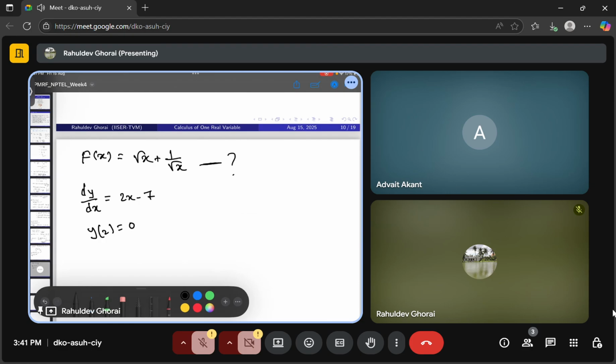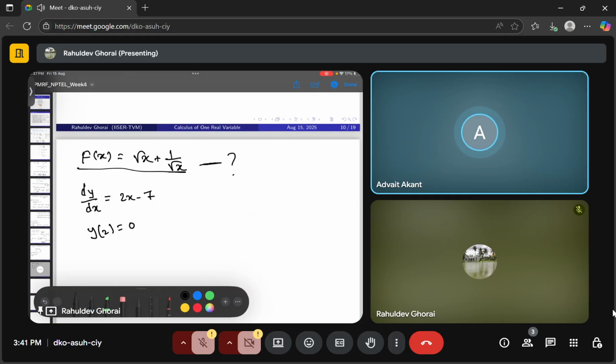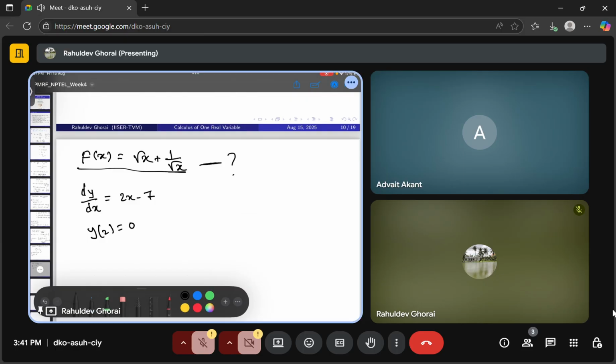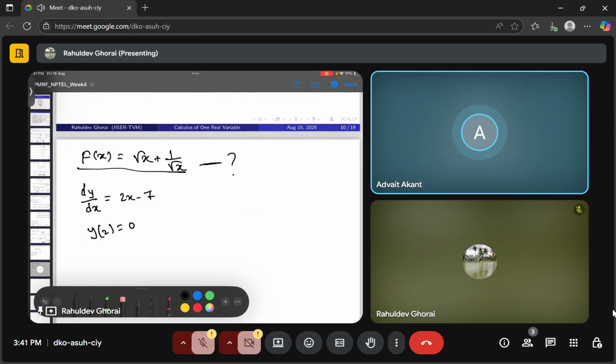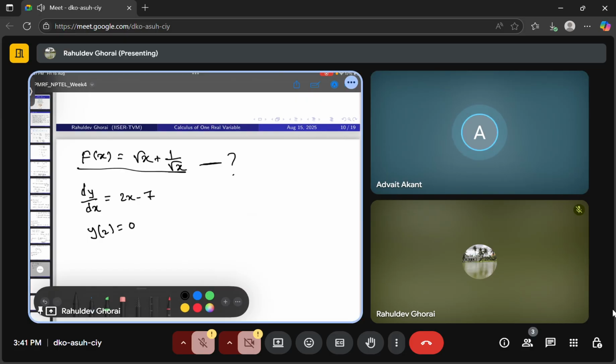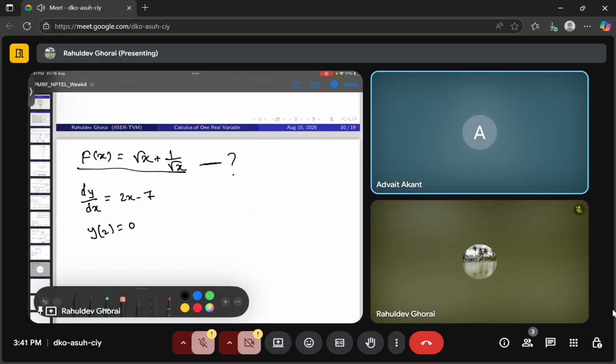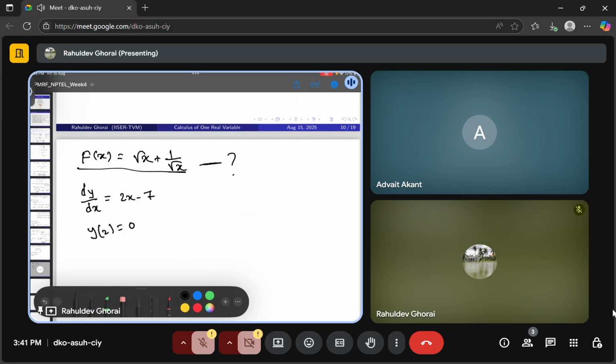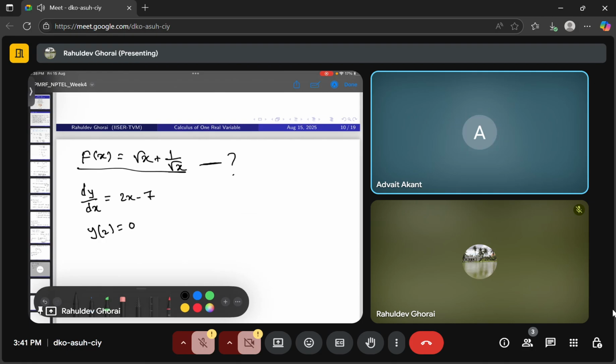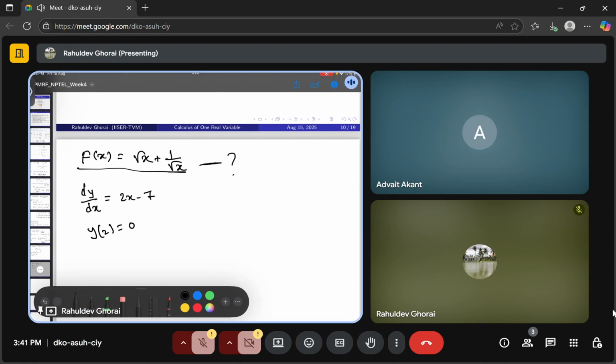But what about this? I don't understand. So f(x), why f(x)? We have to find its antiderivative. Antiderivative, indefinite integration. Yes. But dy/dx and y(2), I don't understand. This is another problem. Oh, okay. This is one problem, and this is another problem.